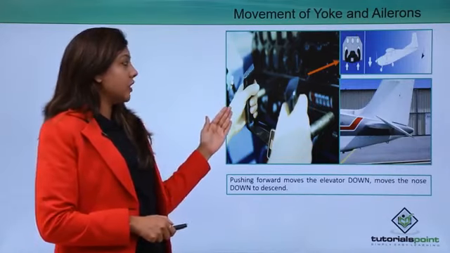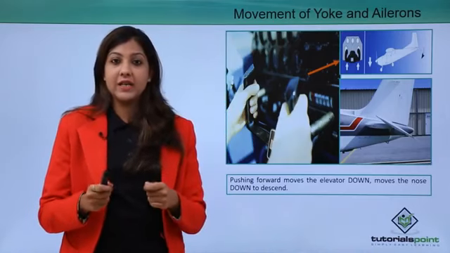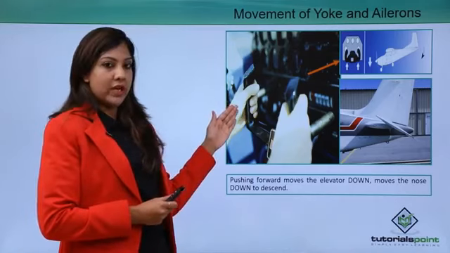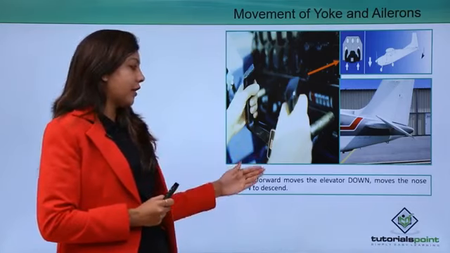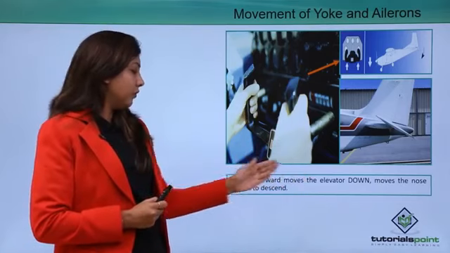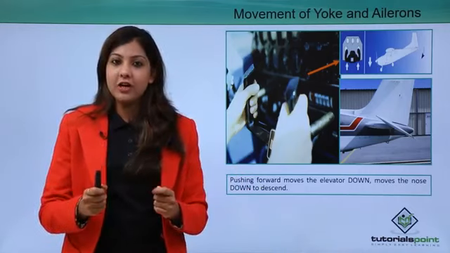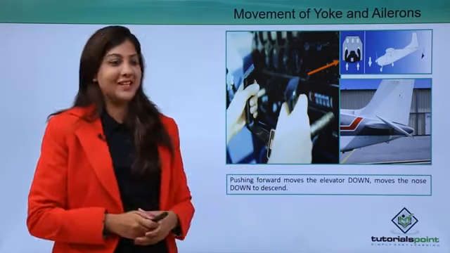Well, again, if you want to take the aircraft towards a downward descent into approach and landing, you take the wheel or the yoke towards the forward direction, which will help the aircraft turn the elevator down and move the nose down to descend. So moving it forward will help the aircraft descend and approach into landing.